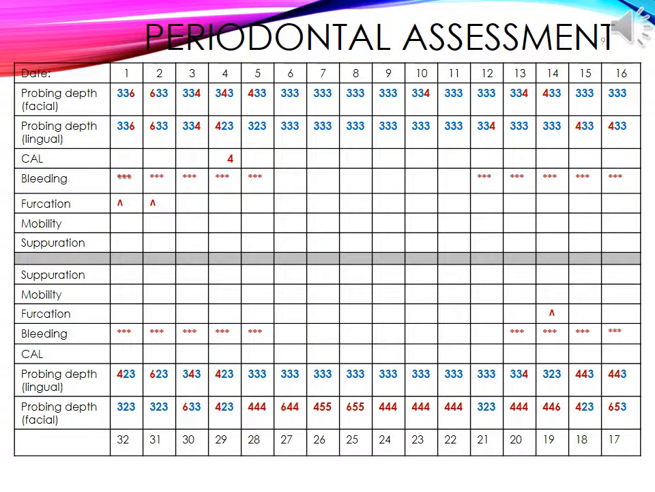A full periodontal assessment was done, including probing depths for facial and lingual, clinical attachment loss, bleeding, furcation, mobility, and suppuration. Patient presents with bleeding in 60% of their teeth. There is a clinical attachment loss of 4 millimeters on tooth number 4 and furcation involvement on 1, 2, and 19.